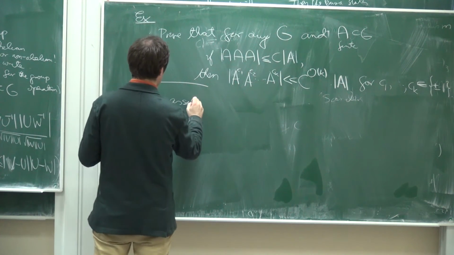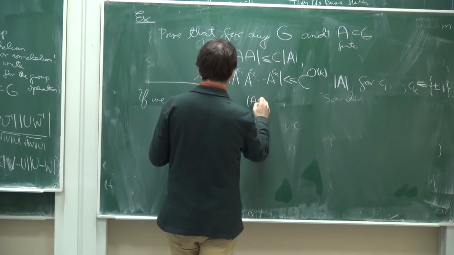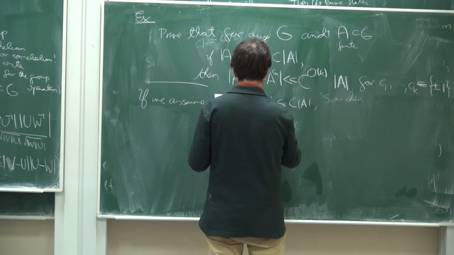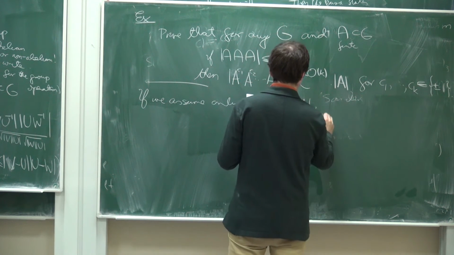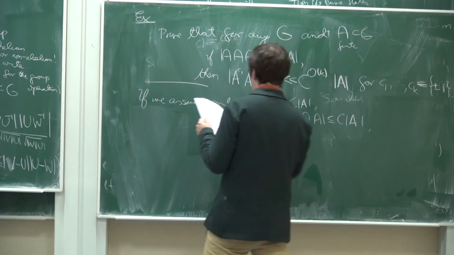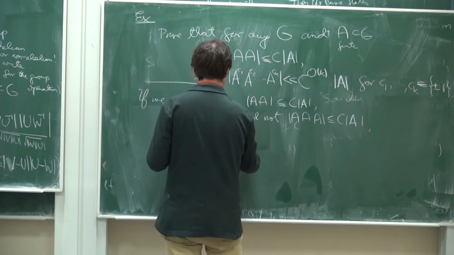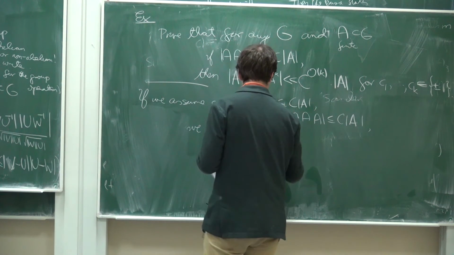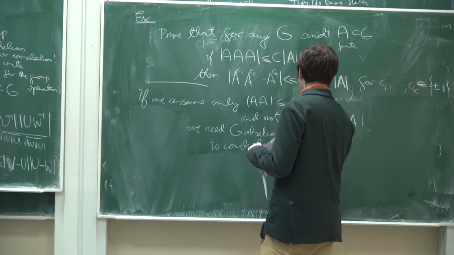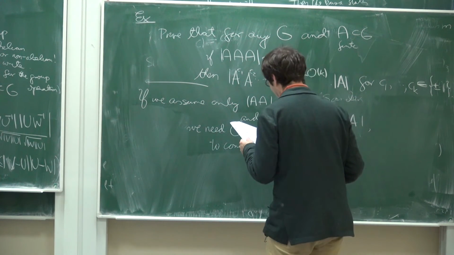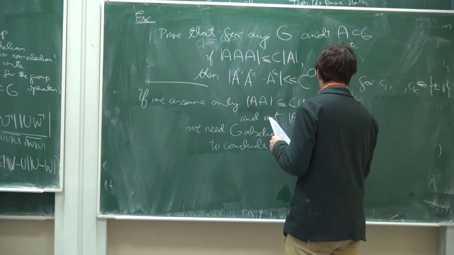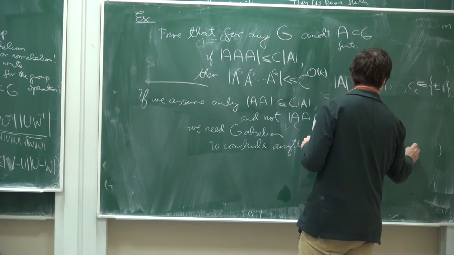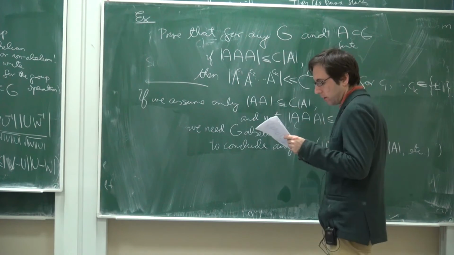If we assume only that |AA| is at most c|A|, and we are not assuming that |AAA| is at most c|A|, we need G to be abelian to conclude anything. Do you know a counterexample? Yes, I'm going to give you a counterexample right now. Even just for three products, you cannot conclude this, and I will show you why not.